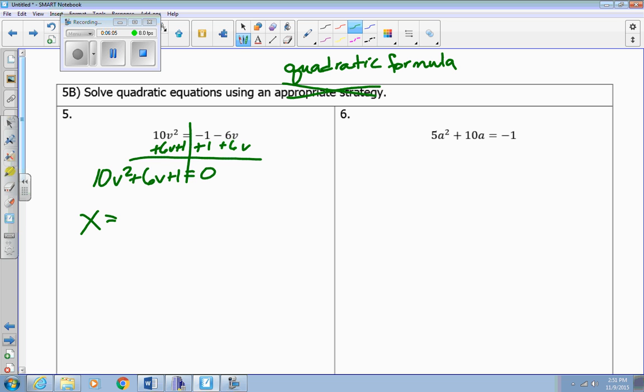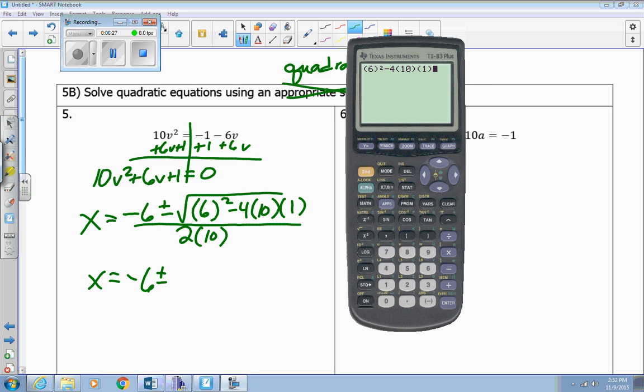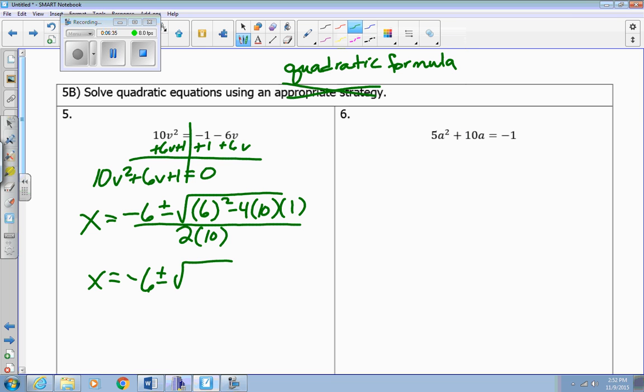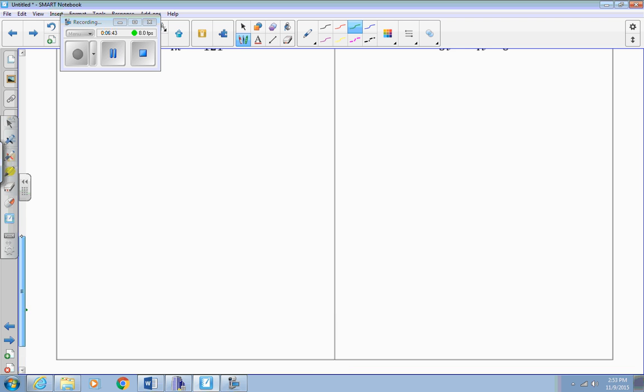So we have the opposite of b, plus or minus the square root of b squared minus 4 times a times c, all over 2 times a. So simplifying this down, underneath the radical, I will put that straight into the calculator. So I have the discriminant in the calculator, hit enter, I get negative 4. So square root of negative 4 all over 20. Now let's simplify the radical.